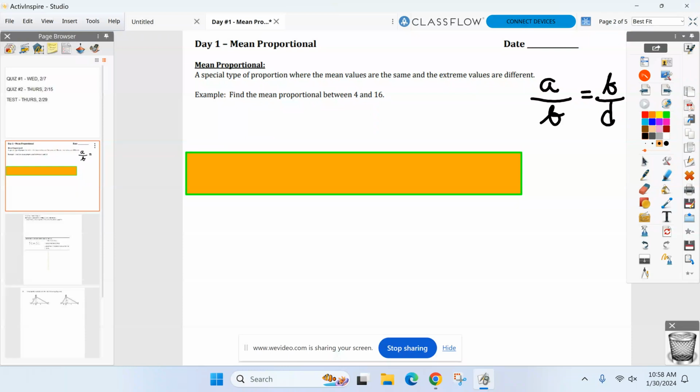So here's what I want to start out with, this first example. Find the mean proportional between 4 and 16. What am I asking for? Find two numbers that are the same that multiply to the same number as 4 and 16 do. Instead of guessing and checking, we can set up a mean proportion where the means are the same. You can just put x and x here for now. We're trying to find it between 4 and 16, so we put 4 and 16 at the extremes.